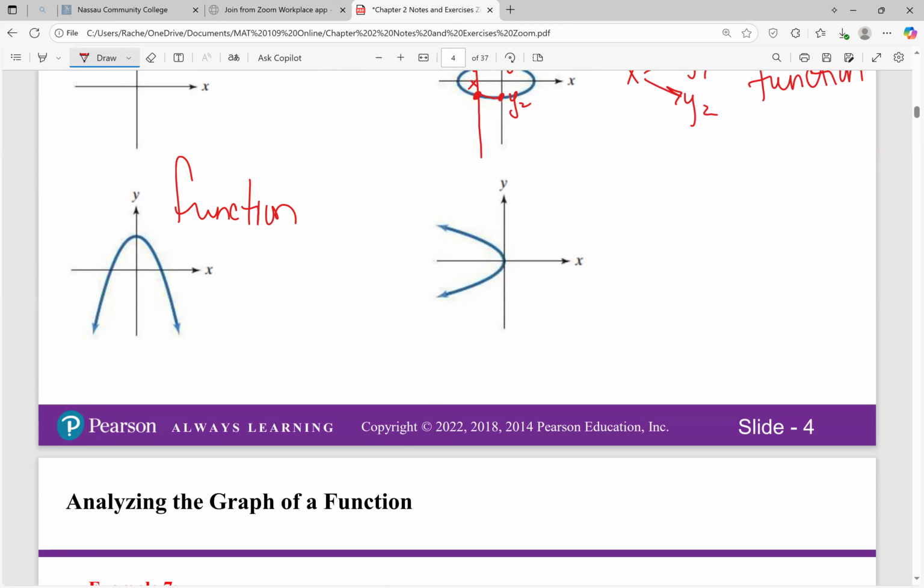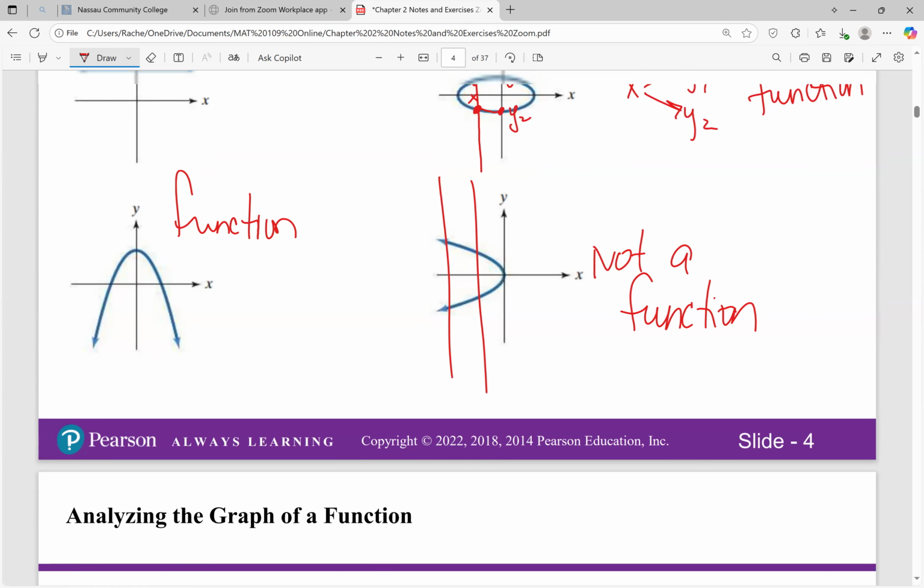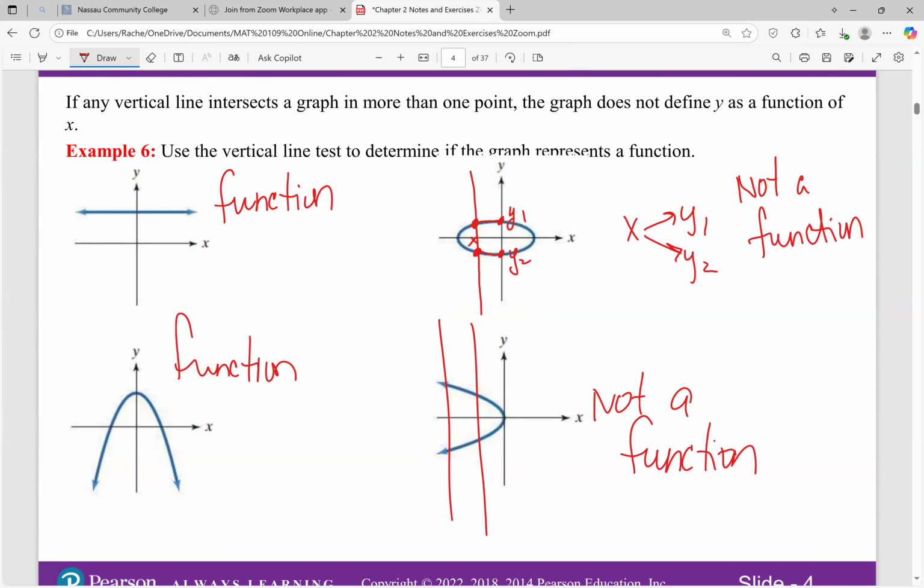And then let's look at this last graph on the bottom right. If I go to draw a vertical line through my graph, look what happens. It hits the graph in more than one spot. Therefore, it doesn't pass the vertical line test, right? And y is not a function of x. So that's how we can look at a graph and determine if y is a function of x. We could perform the vertical line test.